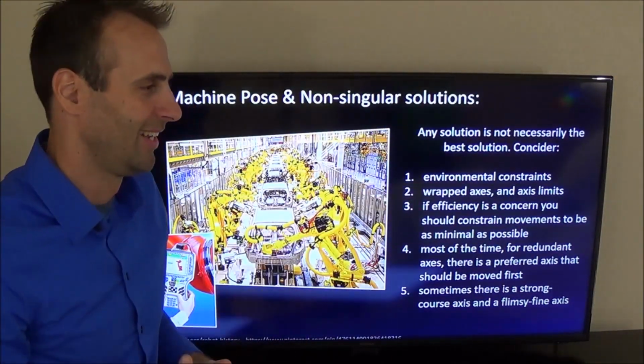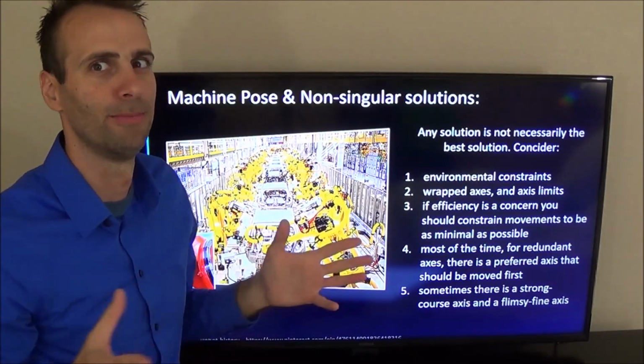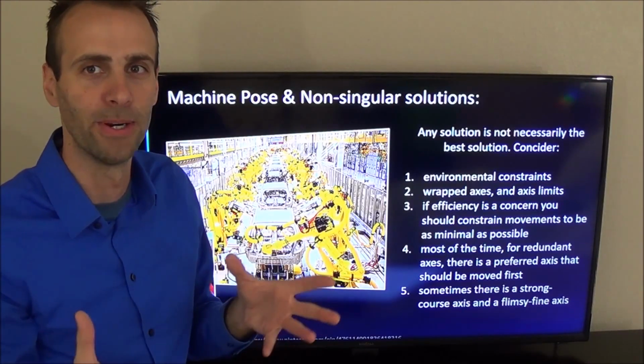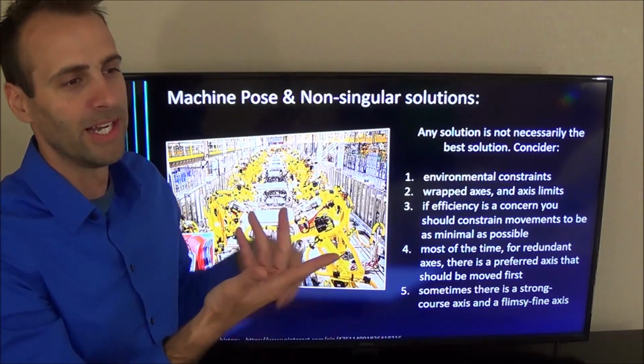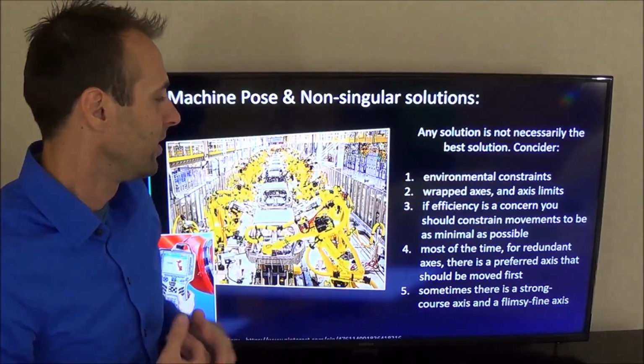So again, you just need to be thinking about all this, and it's much more complicated on a 5-axis machine than it is on a 3D printer, right? There's not much you can do to a 3D printer, but if it's a rotational axis, obviously you can't drive through it, right? So consider your environment.